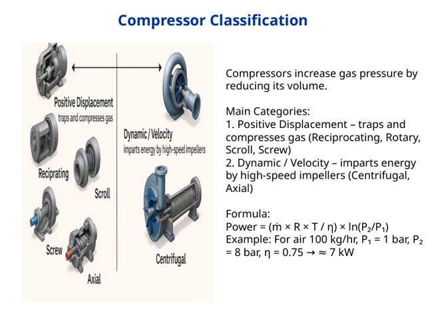Now, regarding the power requirement for compression, there's a fundamental formula. Power equals the mass flow rate times the gas constant times temperature, divided by efficiency, all multiplied by the natural logarithm of the pressure ratio. For instance, if we consider air flowing at 100 kilograms per hour, with an inlet pressure of 1 bar and an outlet pressure of 8 bar, and an efficiency of 75%, the power needed would be approximately 7 kilowatts.